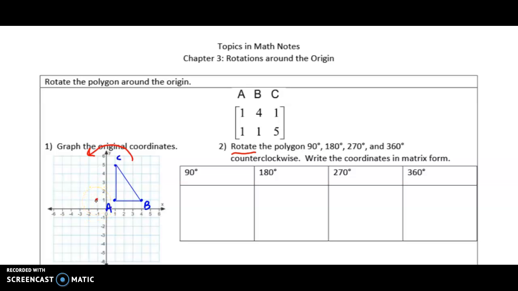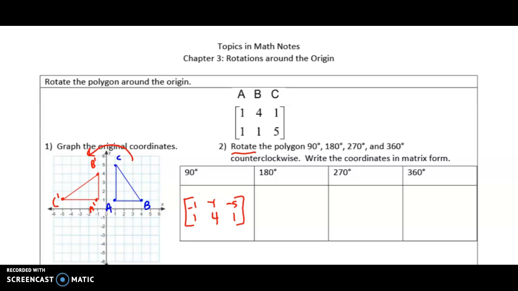negative 1, 1. Okay, C, instead of being 1, 5, it's going to be negative 5, 1. And B, instead of being 4, 1, it's going to be negative 1, 4. Alright, so go ahead and connect those, and then we're going to try to do the original one, 180 degrees. Also write the coordinates of the A prime, B prime, C prime.